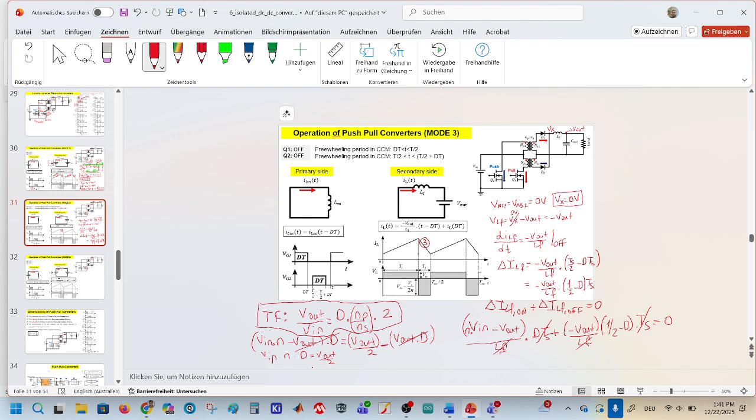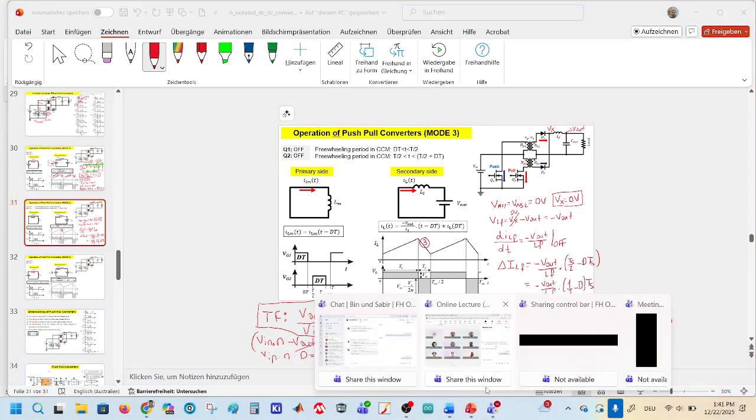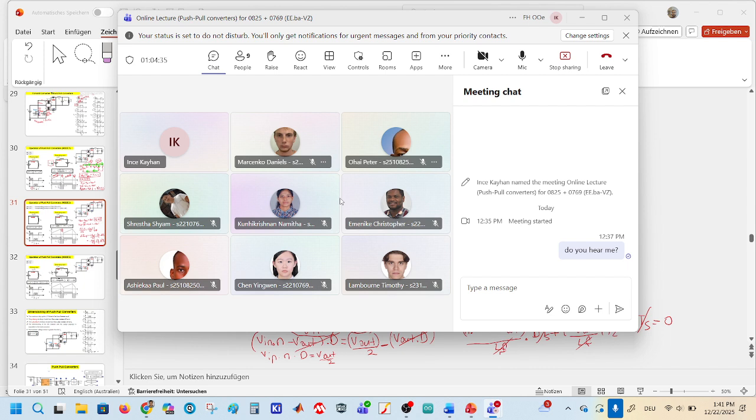That means this kind of DC-DC converter is much more useful than the buck converter. Any questions about how we come up with the result of the formula? Okay.